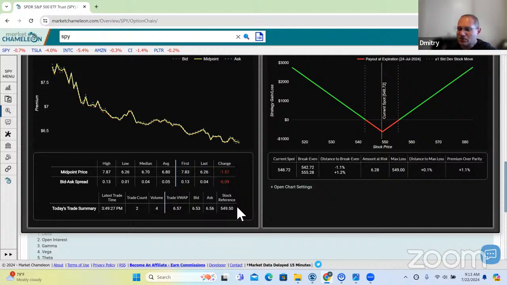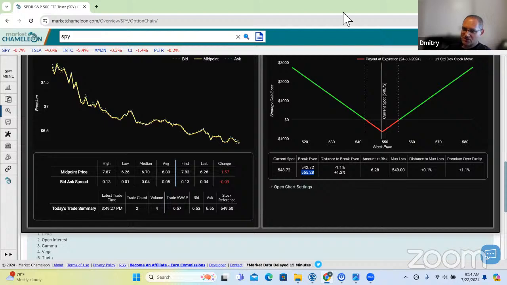Well, you need it to cover the cost of both call and put, right? Just to break even. So you could see here, these are your two break evens. To the downside, 542.72. To the upside, it's 558.28. So you have two break evens, right? The stock could go up or down. And what does that mean in percentage terms? Well, it's down 1.1% from here.